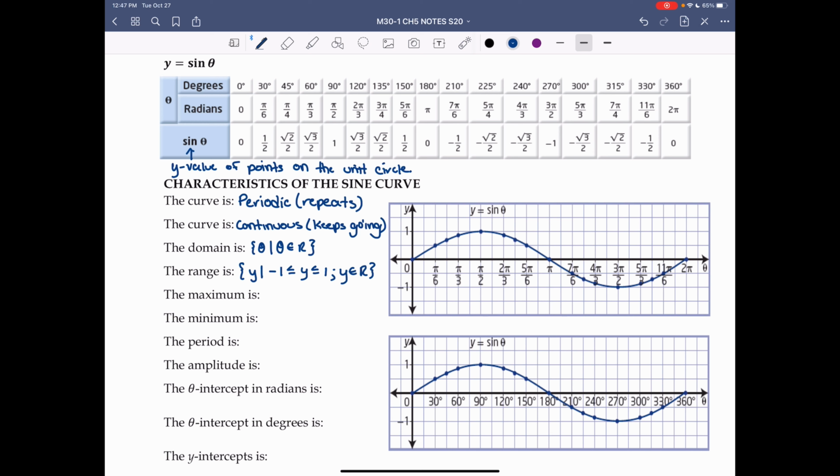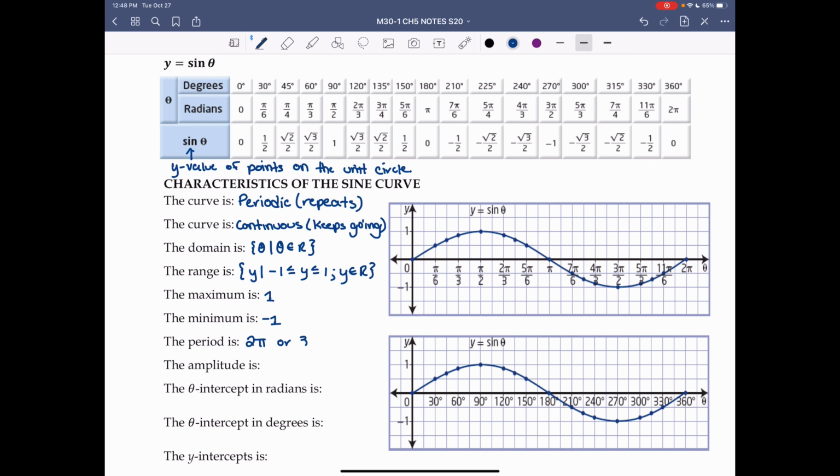The maximum we just saw is 1, and the minimum is -1. The period, how long until we start repeating? If we look at our graph, it starts at 0, goes up to y equals 1, goes down to y equals 0, goes down to y equals -1, and then goes up to y equals 0, and then from this point it would start repeating. So our period would be 2 pi.